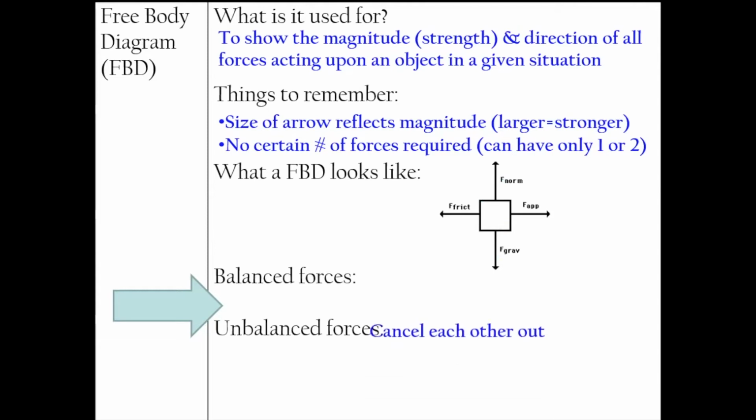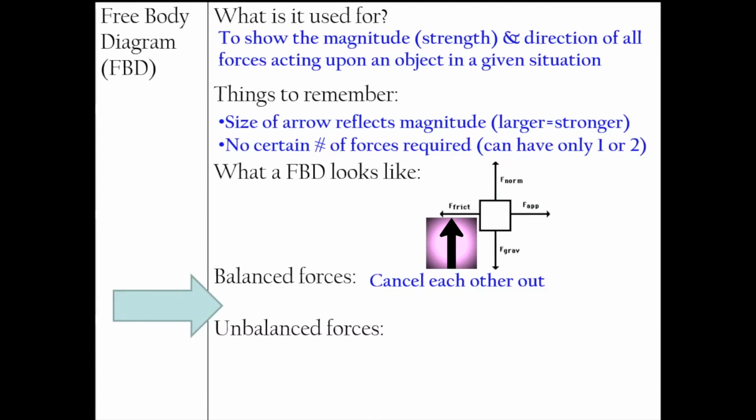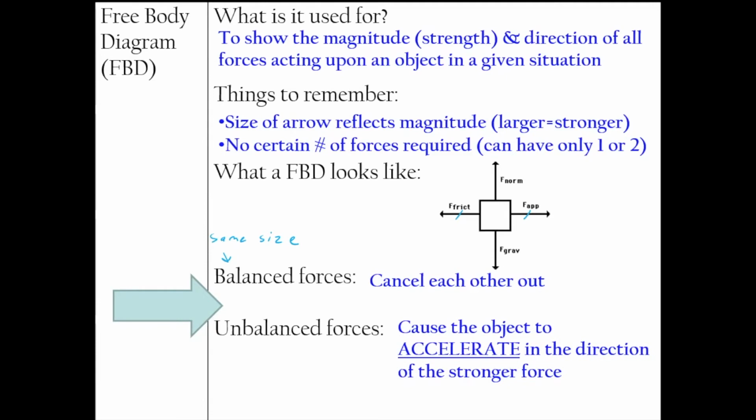We're going to say that balanced forces is what happens when these forces cancel each other out. So for instance, right here, since friction and applied are balanced, meaning that they're the same size, they're going to cancel each other out. We're also going to have unbalanced forces. And unbalanced forces are going to cause the object to accelerate in the direction of the stronger force. So if I had a bigger force applied here, it would mean that this was unbalanced, so my object would be speeding up to the right.